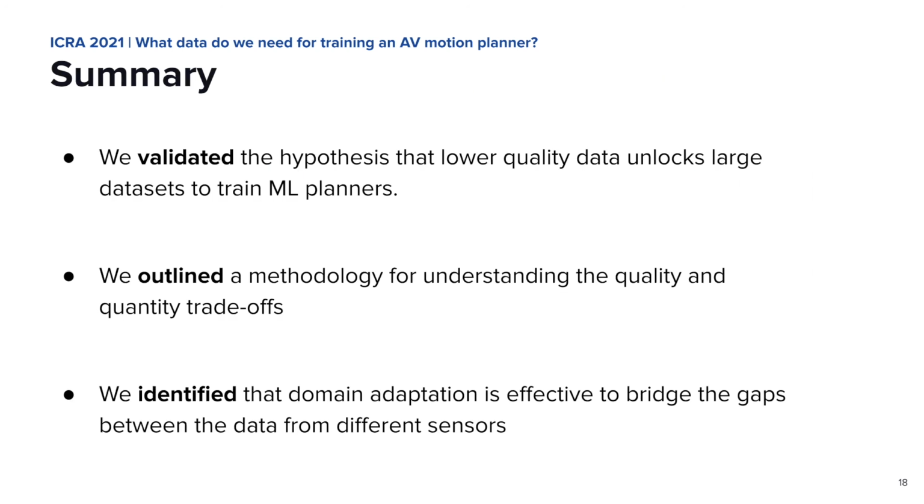This leads us to our conclusion. To summarize, we validated the hypothesis that lower quality data unlocks large datasets to train a machine learning planner. We outlined a methodology for understanding the quality and quantity trade-off. We identified that domain adaptation is effective to bridge the gaps between the data from different sensors and makes it possible for learning a machine learning planner from the fleet.